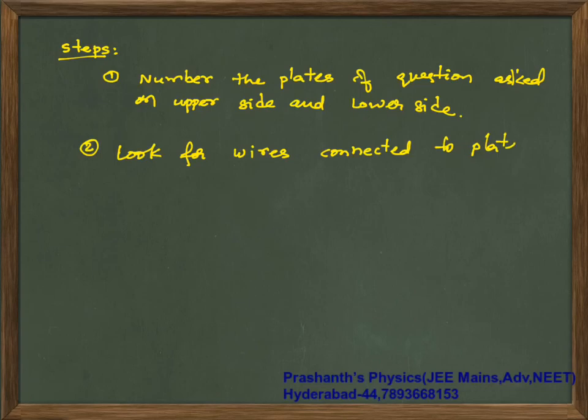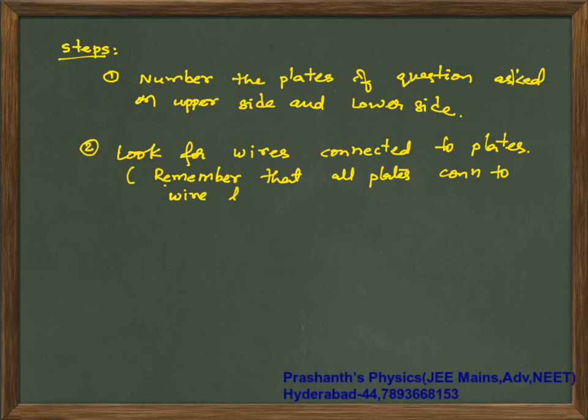Once you look for the wires connected to the plates, remember the fact that all plates connected to a wire have the same potential. That means they are connected to the same point indirectly.